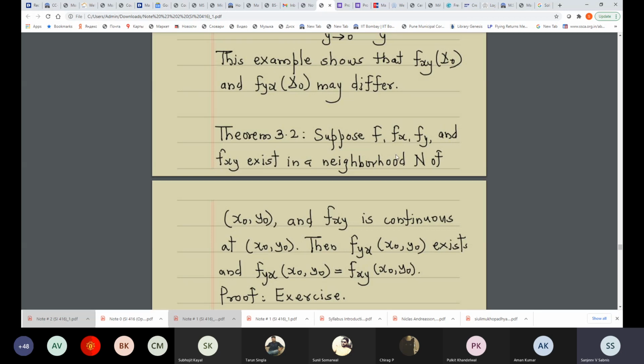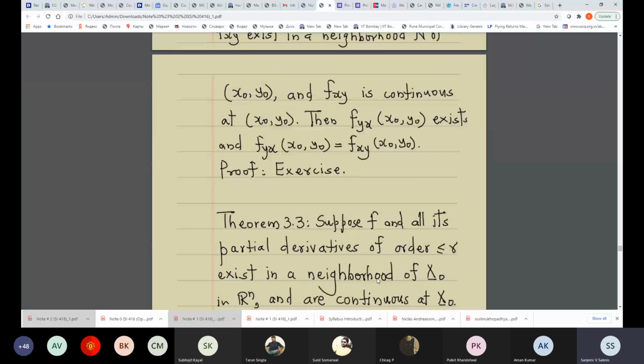So suppose this again, so these first order and second order partial derivatives and the function itself must exist in a neighborhood N of this point, the point at which we are interested in comparing the second order partial derivatives, and the function fxy has to be continuous at this point. Then the second order partial derivative fyx at (x0, y0) exists and these two are equal. Okay.